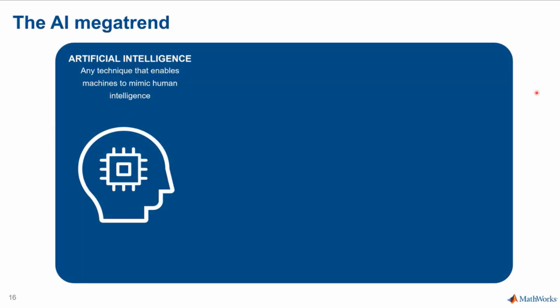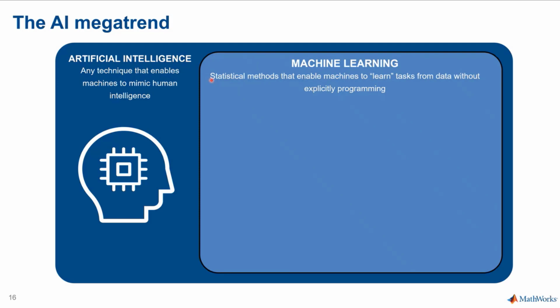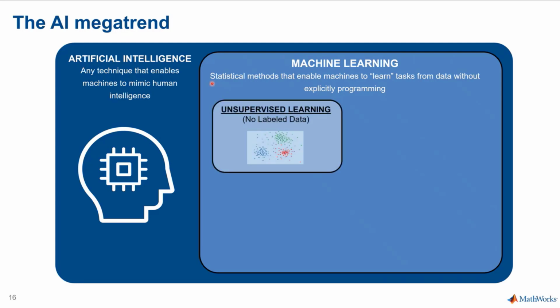Let's have a quick look at the AI megatrend. What does it mean? I guess you've heard it, so I should just have one slide on it. Artificial intelligence is any technique that enables machines to mimic human intelligence. A subset of AI is machine learning, which are statistical methods that enable machines to learn tasks from data without explicitly programming. And there are different kinds of machine learning you can look at.